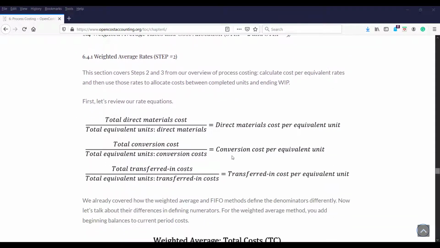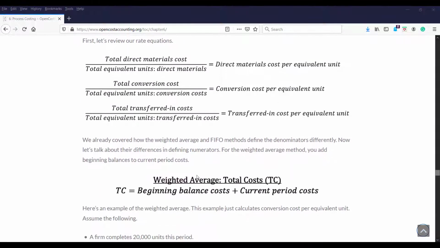And so we're going to calculate these three rates. We're going to keep the walls separating them very, very clearly. So in the numerator, the calculation is pretty simple. It's the beginning WIP costs for that type of cost, be it direct materials or conversion cost or transferred in costs, plus the current period costs for that type of cost, be it direct materials cost, conversion cost, or transferred in cost. And that's going to give you the rate. You have this numerator divided by the total equivalent units with respect to that type of cost that we talked about in the first video, 6-1, and that will give you the rate.